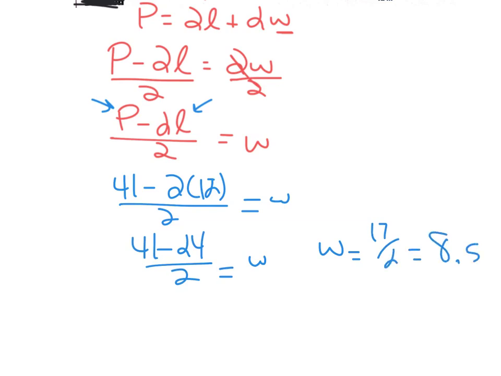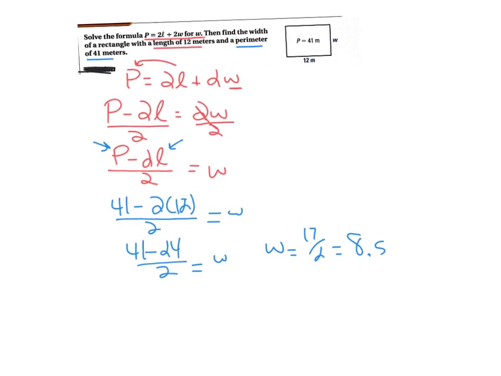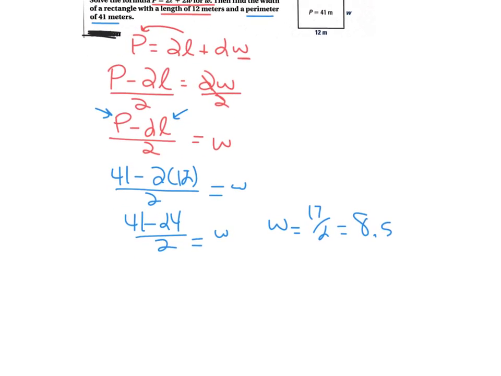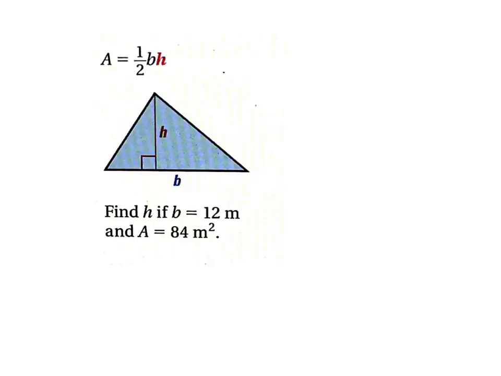Now I'm not sure what the measurement was there. Let me see what it was. It was meters. So 8.5 meters is the width. So solve for the variable and then substitute it back in. All you got to do.